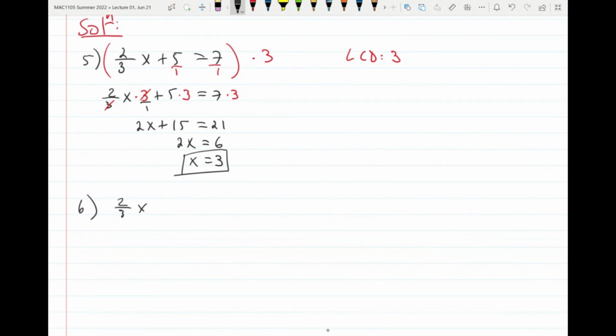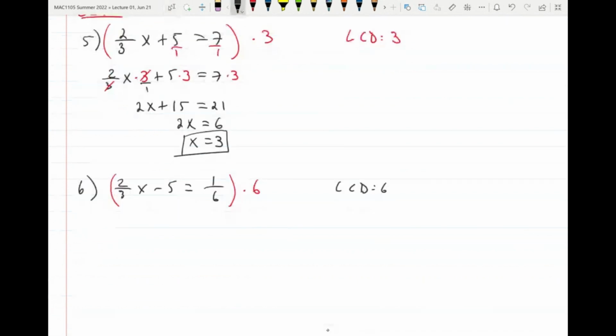So 2 over 3x minus 5 equals 1 over 6. And everybody agrees that the LCD is 6. Yes? So I'm going to multiply every single term by 6. So let's see. Is everybody comfortable? Is it okay if I just write the next step? Oh, I'm just going to do all the steps, even though you already know, just in case.